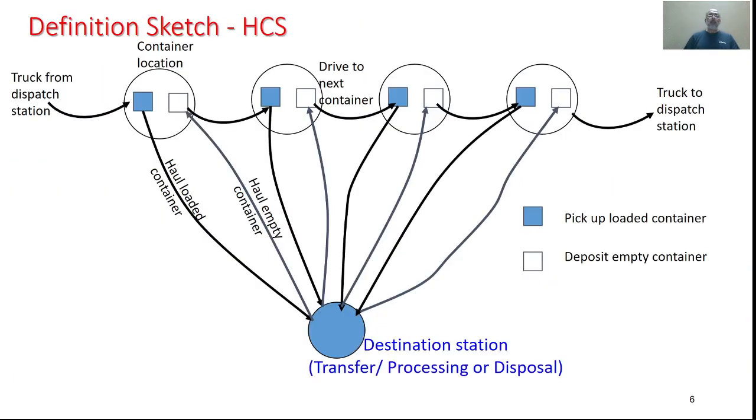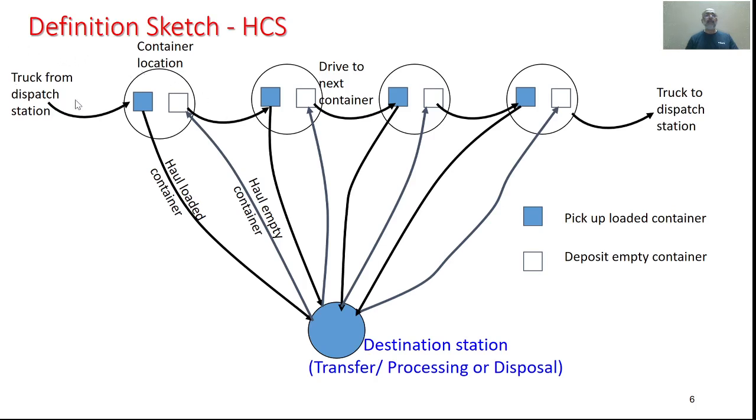The same approach can be further elaborated by making use of this particular definition sketch. Here, as you see, these circles are representing various container locations. The blue squares are meant for loaded containers, whereas the blank squares are representing the empty container locations.